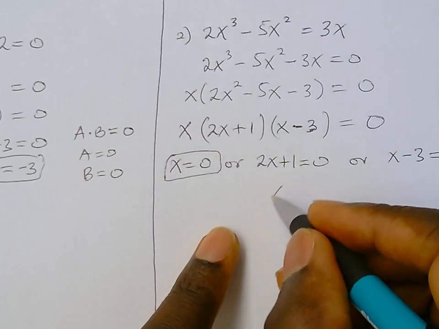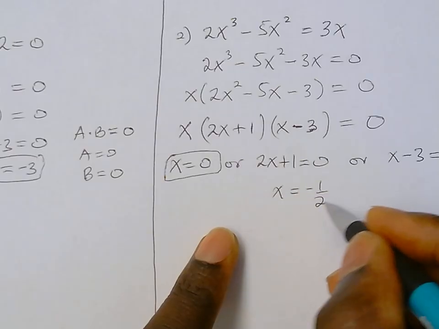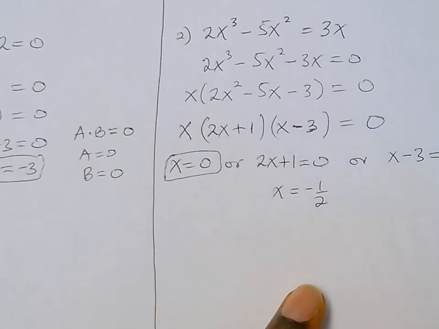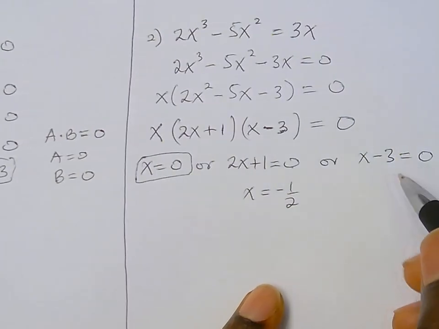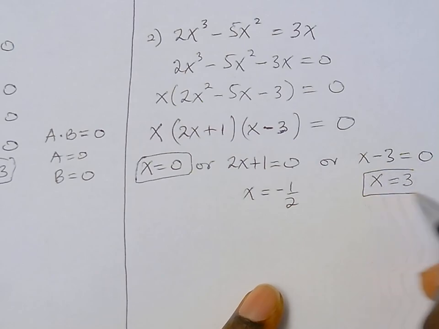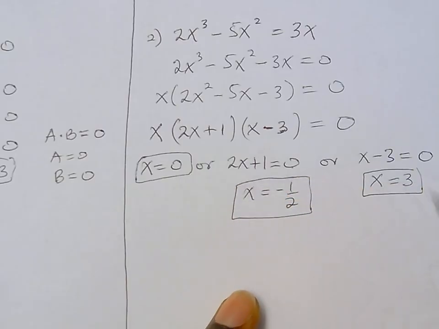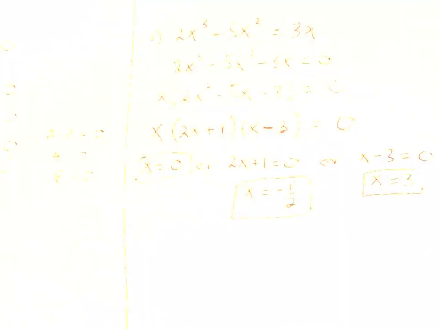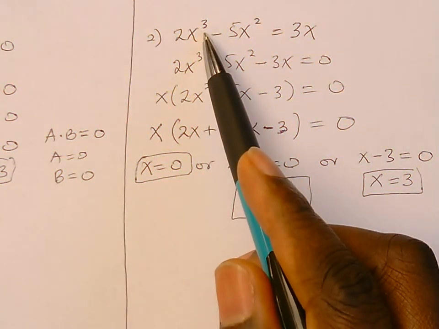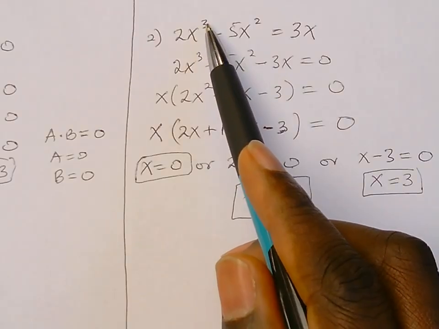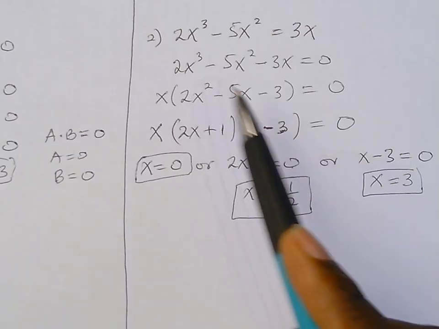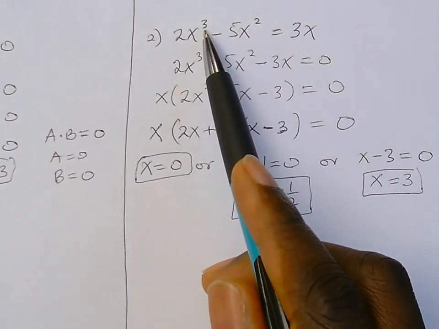When we solve for x, we end up with x equals negative 1/2. If I subtract 1 on both sides and divide by 2, I end up with that. And lastly, if I add 3 on both sides, we end up with x equals 3. So these are the zeros or the solutions to that equation. And remember, this is a cubic polynomial. It's a degree of 3, so we're expecting to get 3 solutions, because the highest degree is 3.